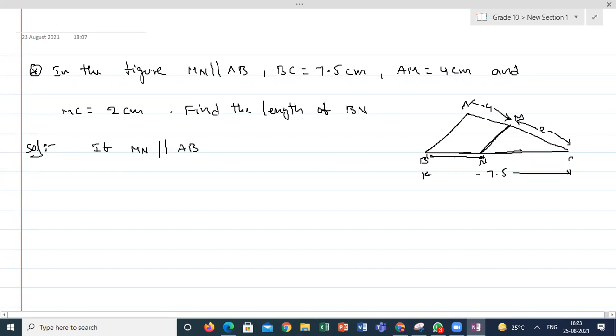You can use the similarity of triangles concept, as well as the basic proportionality theorem, as well as the corollary of the basic proportionality theorem. Please, can anyone solve it? Guys, please respond, yes or no, or please explain something. Arita, Janavi, Samyu, please try and let me know what is the answer.